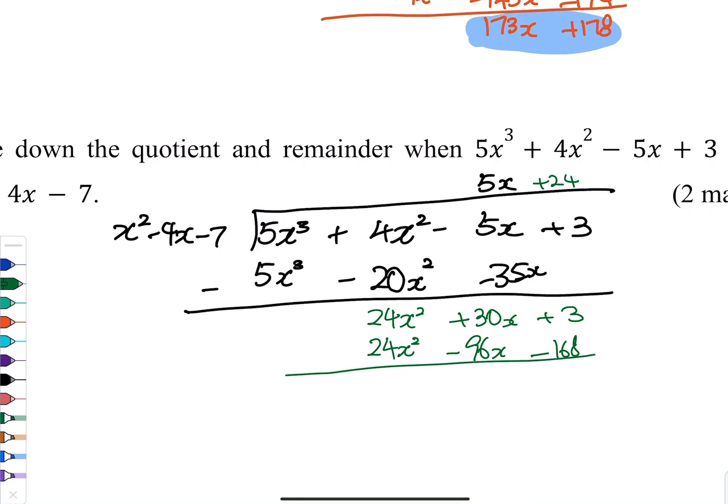Draw the line, hidden minus. 24 minus 24, done. 30 minus negative 96, you can get that as 126. And 3 minus negative 168, you can get that as 171. So your remainder is this, your quotient is that.